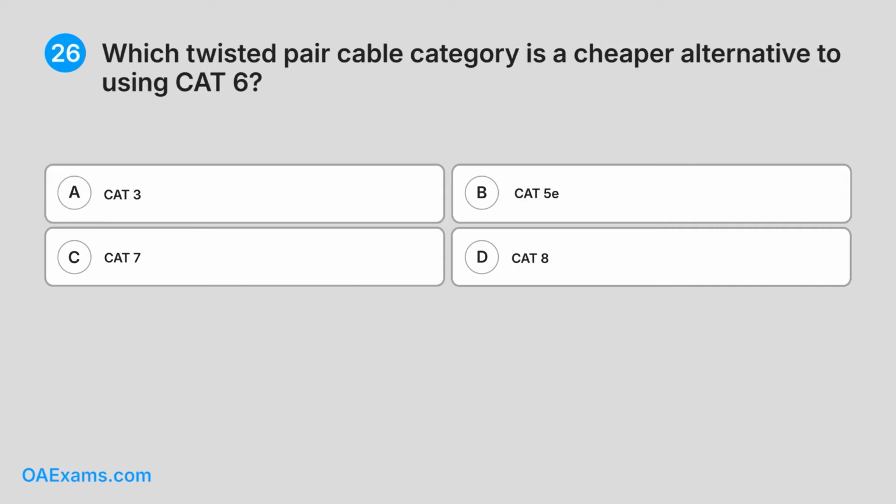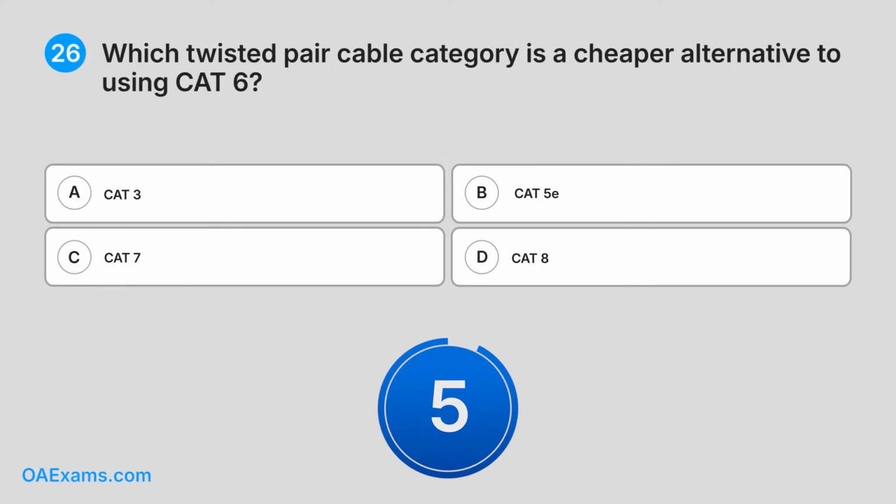26. Which twisted pair cable category is a cheaper alternative to using Cat6? A. Cat3, B. Cat5e, C. Cat7, D. Cat8. Do you know the answer?